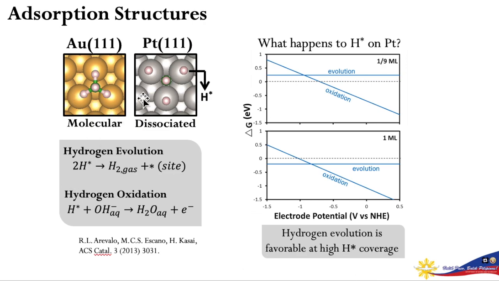So if we compare the cases of gold and platinum, since the adsorption of borohydride on platinum is highly dissociative, there's a high coverage of hydrogen atoms on the surface that lead to hydrogen evolution. So in terms of the adsorption structure, we would like to have a catalyst that promotes the molecular adsorption of borohydride on the surface rather than the dissociative adsorption.